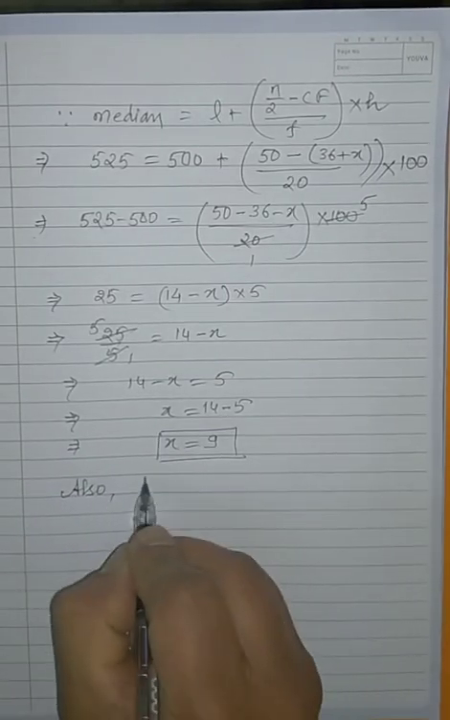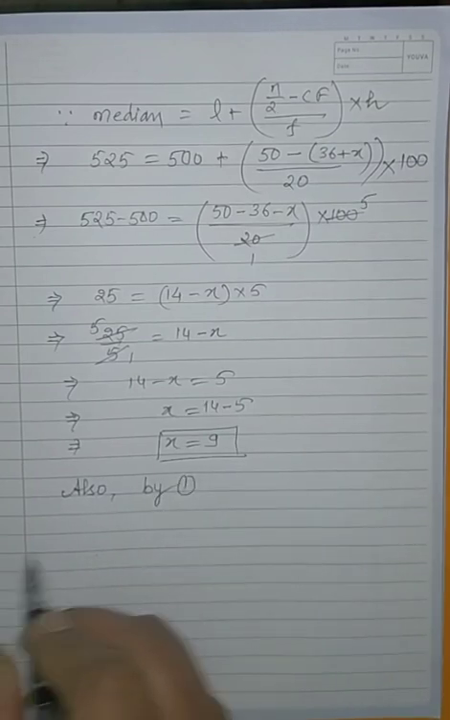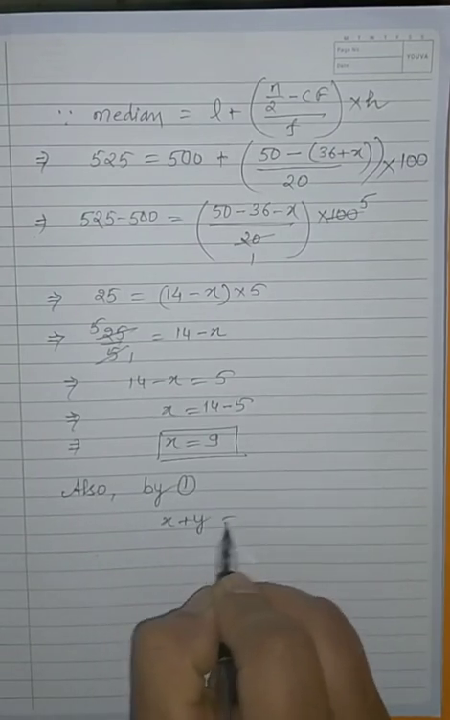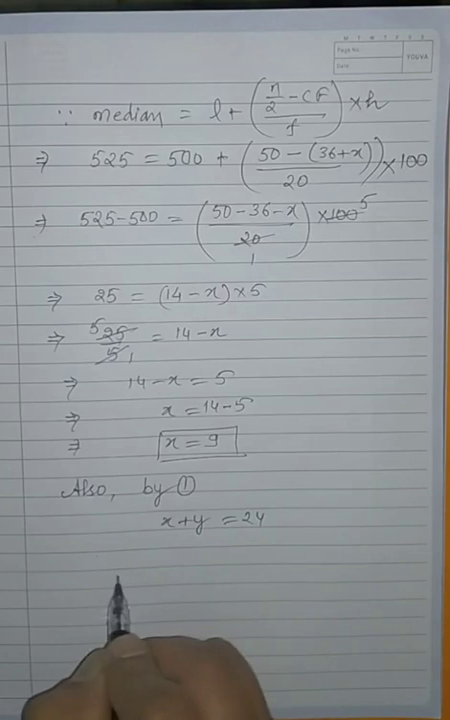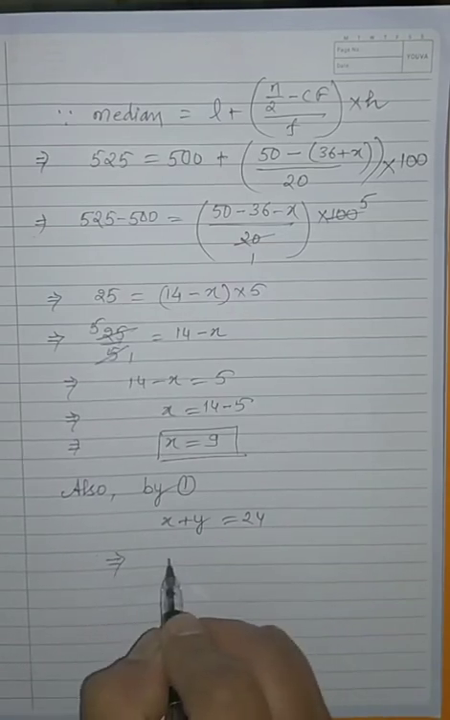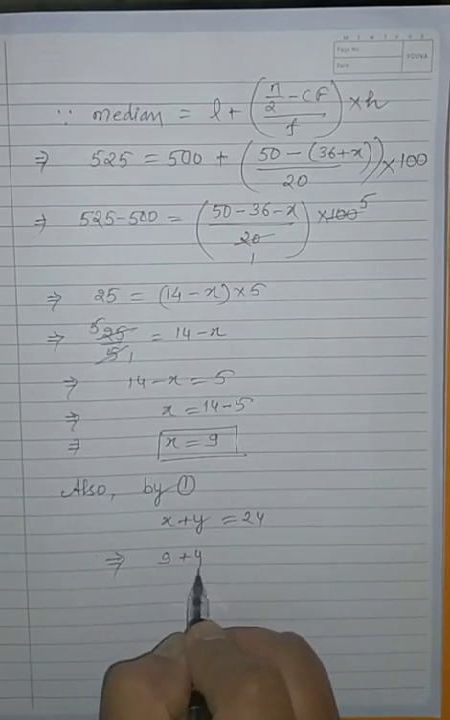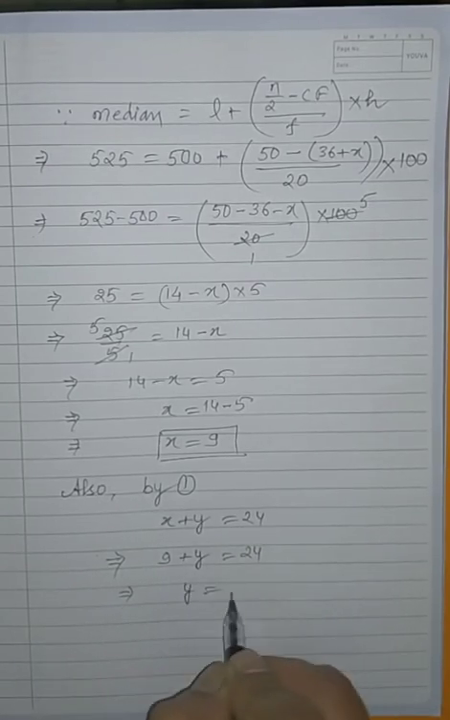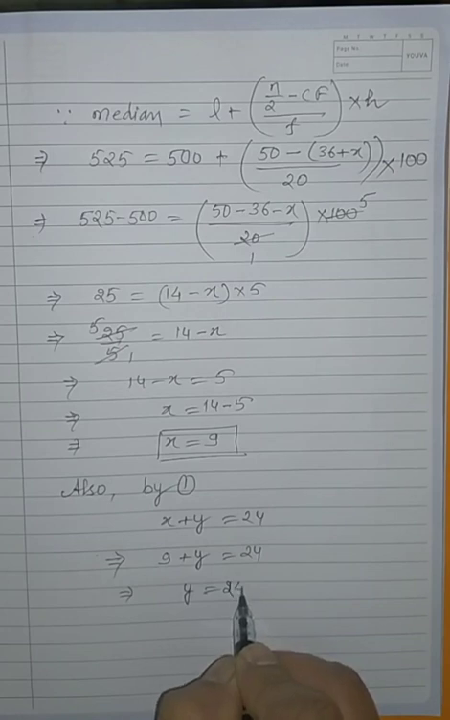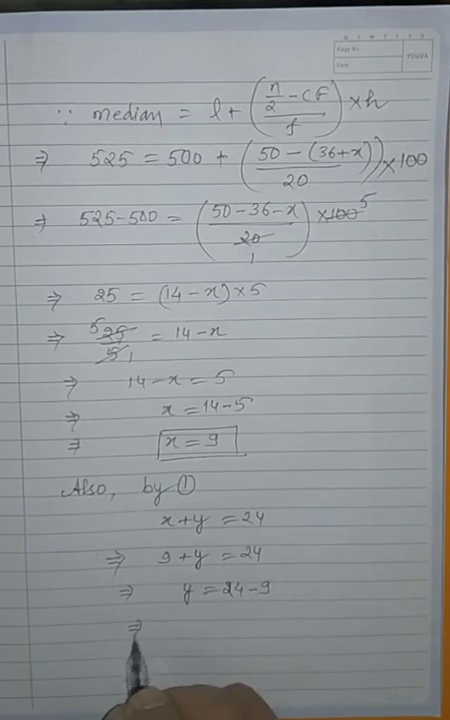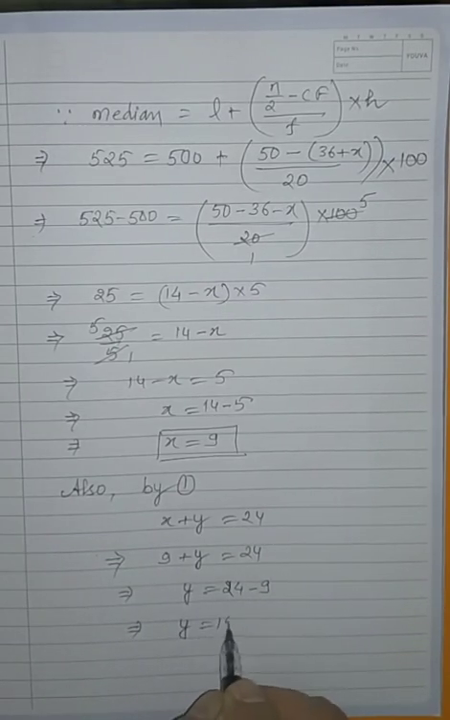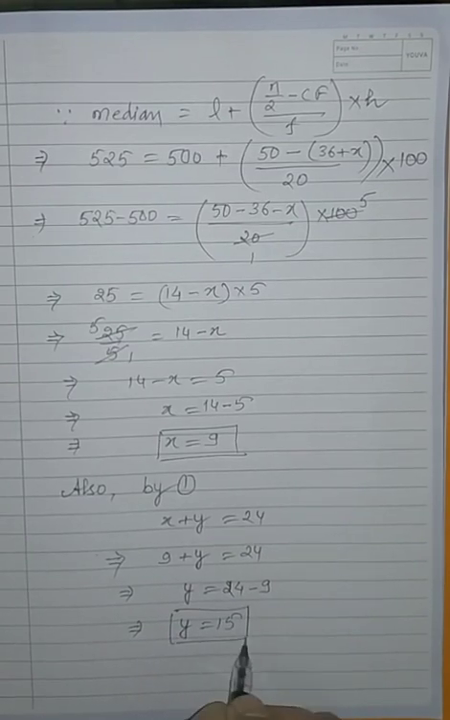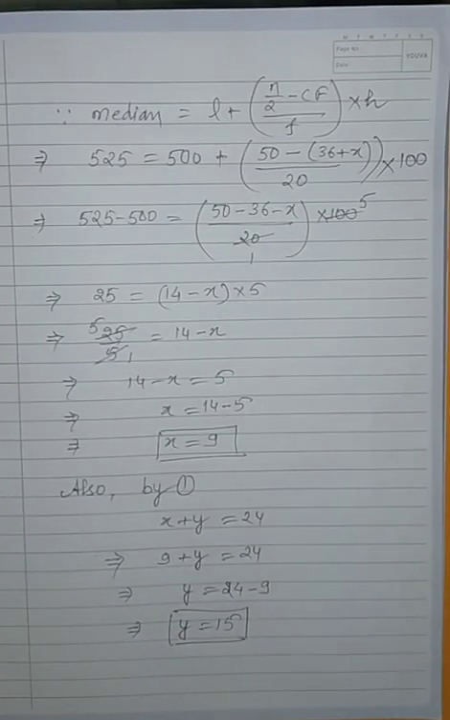Also, by equation number 1 we have x plus y is equal to 24. That implies 9 plus y is equal to 24. Therefore, y is equal to 24 minus 9. That gives you y is equal to 15. So here x is equal to 9 and y is equal to 15 are the two missing frequencies.